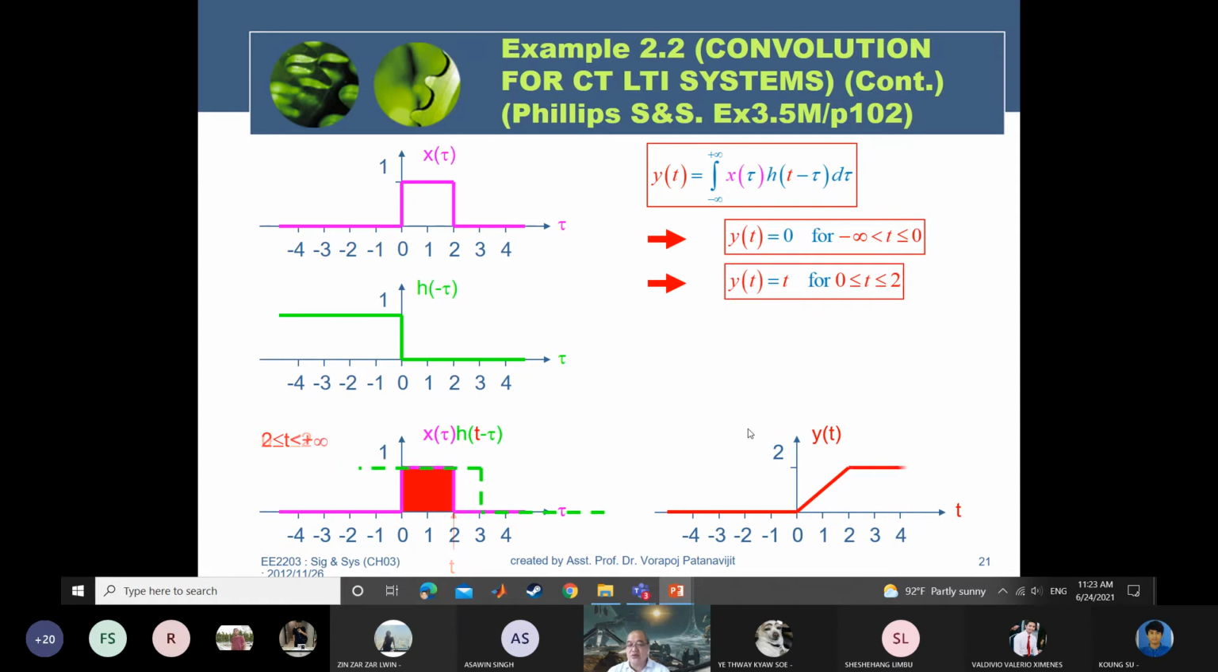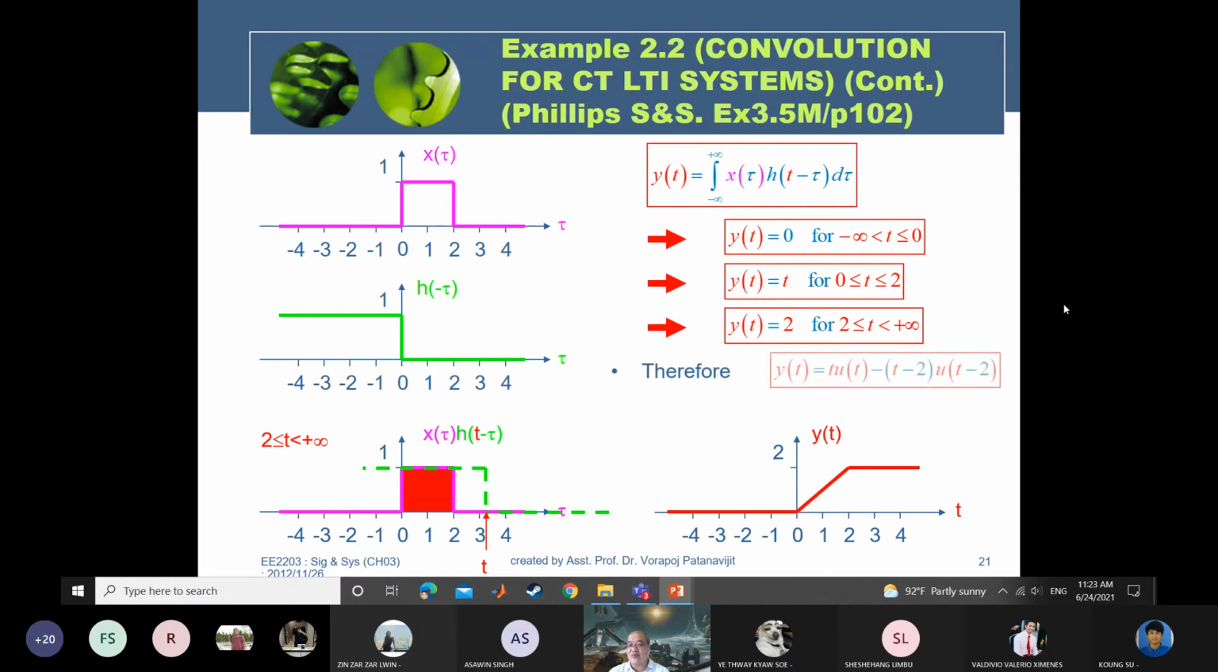When it's greater than 2, what happened? It has no more intersection anymore. If it has no more intersection, the area under this graph is already equal to 2 after that. Therefore, in the final step, you know y(t) for each zone. You must write them into a single equation form. We express the graphical result by using the mathematical equation.